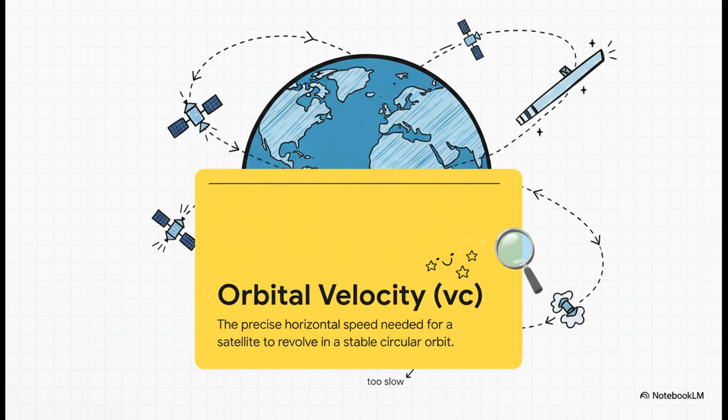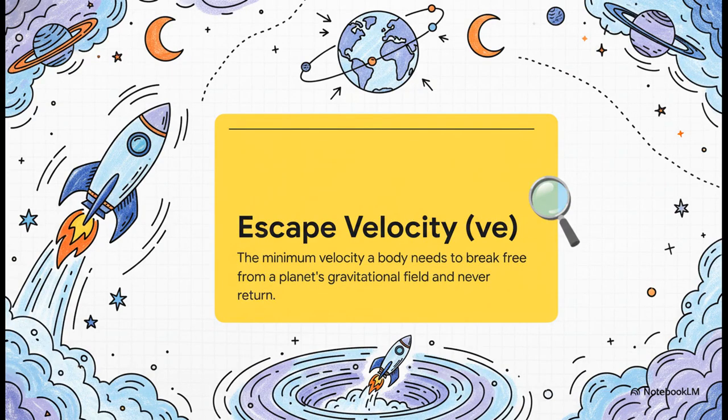So how do we get a satellite to stay up there? Well, it's all about hitting that just right horizontal speed. We call it orbital velocity. It's kind of like the Goldilocks speed, not so slow that it crashes back down, and not so fast that it just flies off into space forever. It's that perfect balance where it just keeps falling around the Earth, constantly missing it. But what if you want to fly off into space forever? What if you don't want to come back?